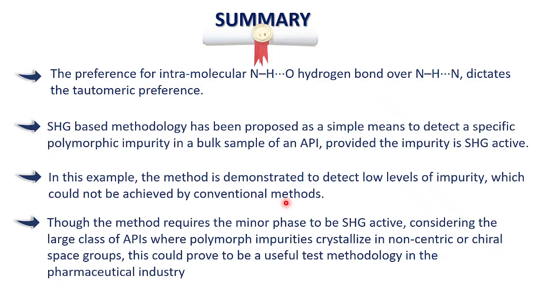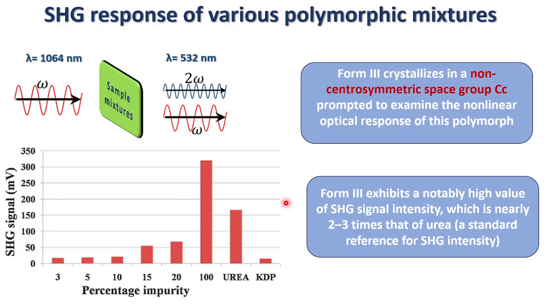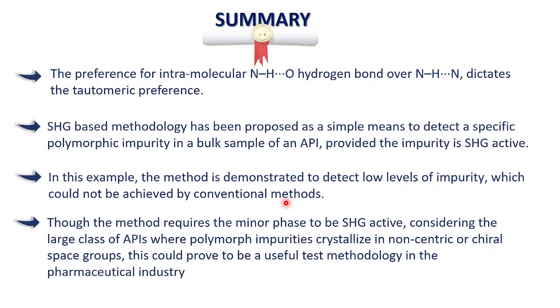Then, the main idea of this paper: second harmonic generation is only applicable when the impurity crystallizes in a non-centrosymmetric space group.